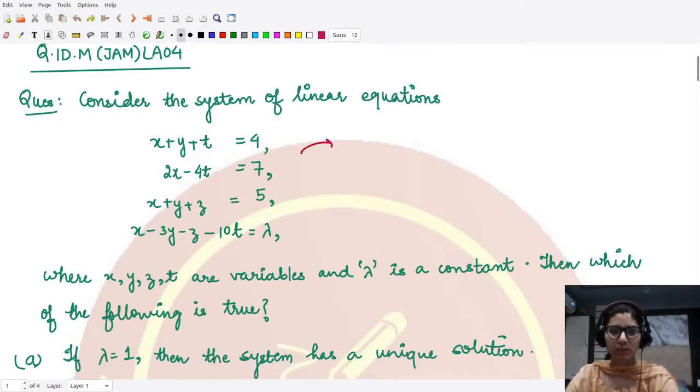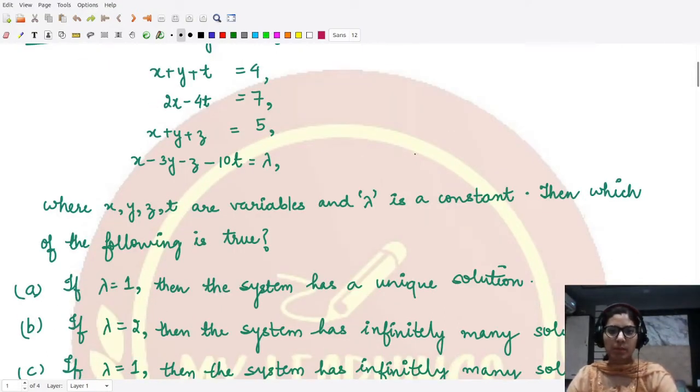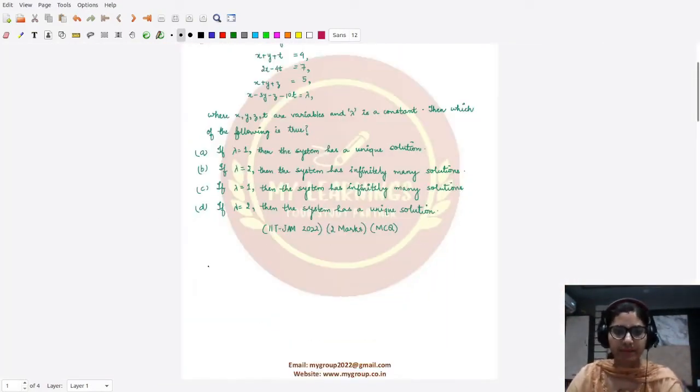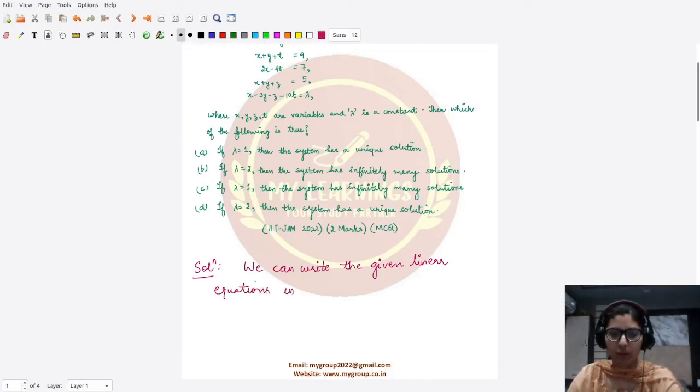We convert this system into the form of this augmented matrix [A|B], where you first of all write your given systems in terms of matrix and then solve them in order to obtain the unique solution, multiple solutions or no solutions. So let's see what do we have in our case. First of all, we can write the given linear equations in matrix form as follows.